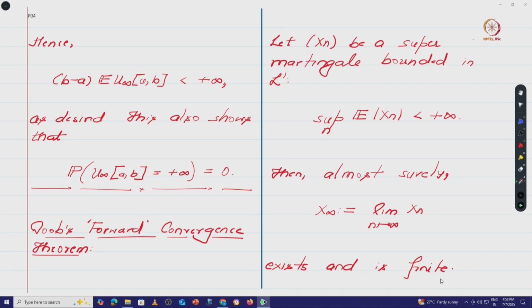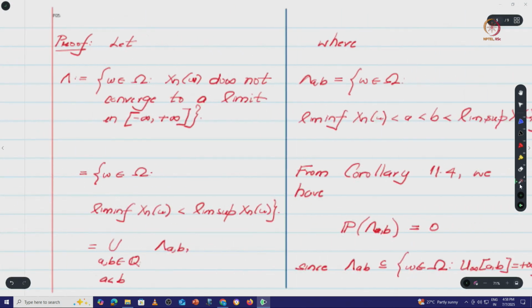What it means is that if you have a supermartingale that is bounded in L1, then with probability 1, if you look at the limit of your supermartingale, the limit will be a finite number. Again, this notation over here means that your X infinity of omega is defined to be the limit as n tends to infinity of Xn of omega. So that is what this definition means.